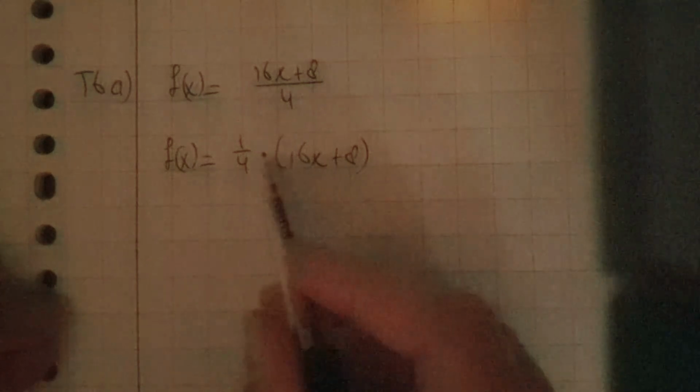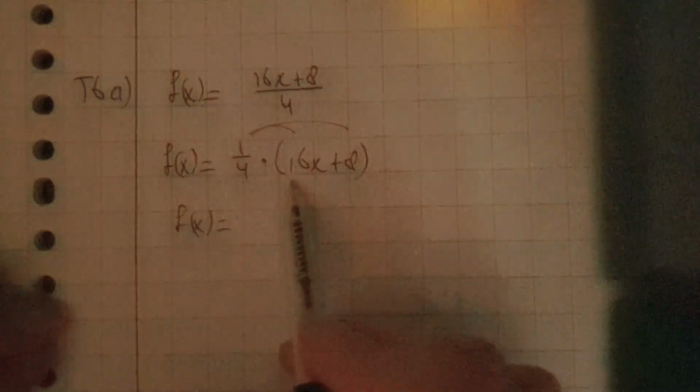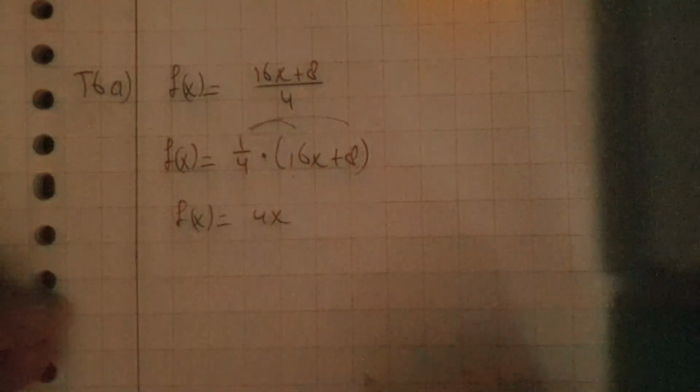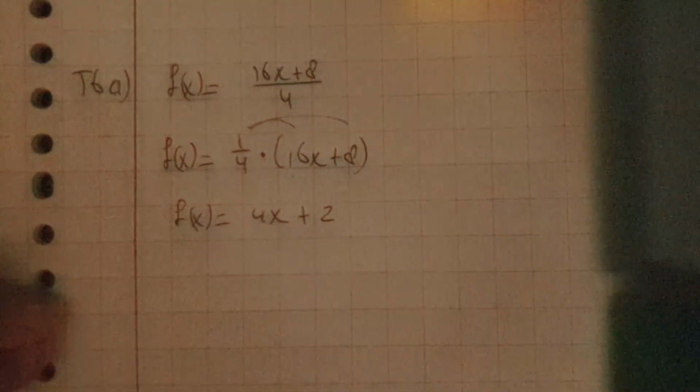And now you do it all times each other. So you do this times this, this times this. 1/4 times 16x, that's actually divided by 4, so that's 4x. And then 1/4 times 8, that is 2. So plus 2. This is it.